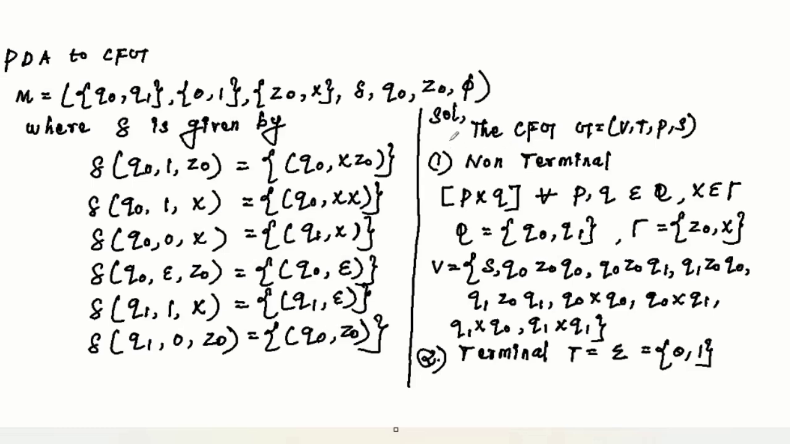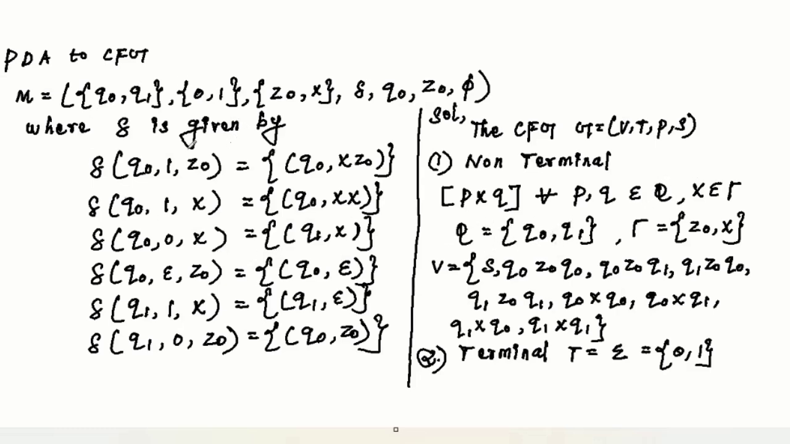As we know, the context-free grammar is defined as (V, T, P, S). V means variables or non-terminal symbols, T terminal symbols, P productions, S is the starting symbol. In the first step, we need to find out the non-terminal symbols, capital V. Non-terminal symbols are of the form PXQ, where P, Q belong to capital Q, X belongs to Gamma. Here Q is a set of states.